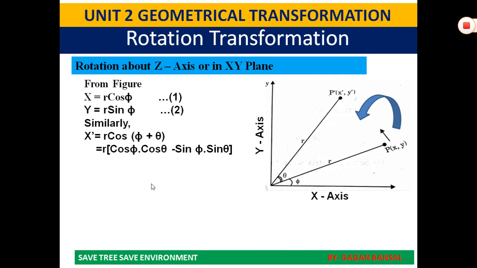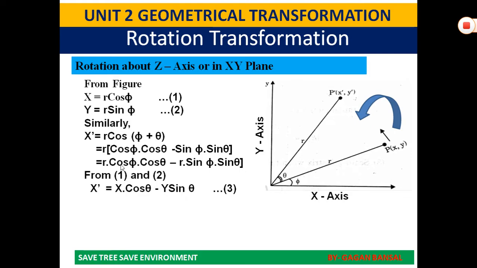Now from equation 1 and 2, I have just opened the bracket, that is, added r with this and r here also. So r cos phi from equation 1 is x. So in place of r cos phi cos theta, I can write x cos theta, and similarly minus r sin phi sin theta, this r sin phi from equation 2 is y. So I have written this particular equation, that is x dash equals x cos theta minus y sin theta. This is marked as equation 3.